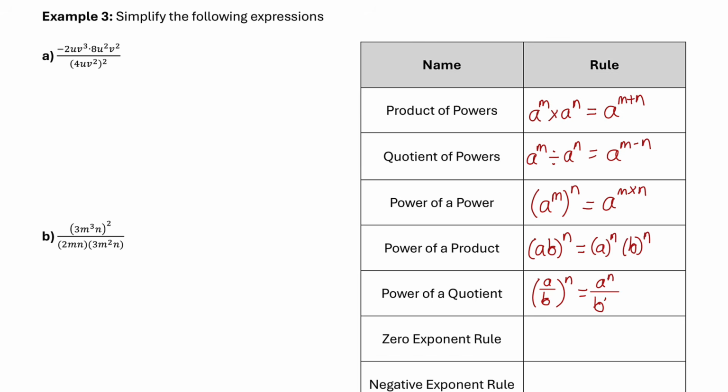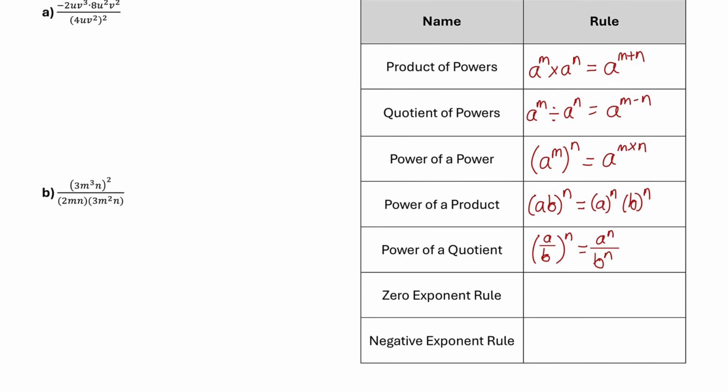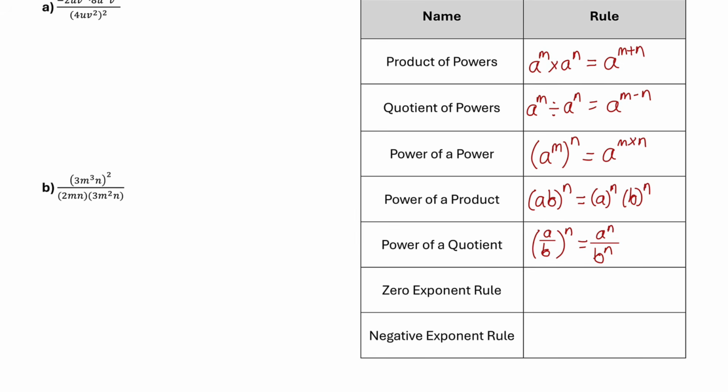And in last lesson, I also showed you the zero exponent rule, which tells us that any real number a to the power of 0 is equal to 1. Except for, of course, if a is 0. So a can't be 0, because 0 to the power of 0 is undefined.